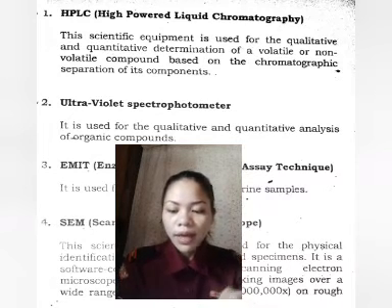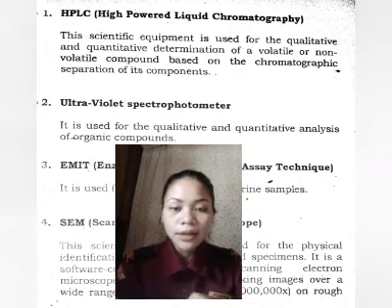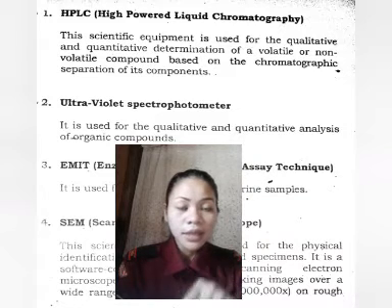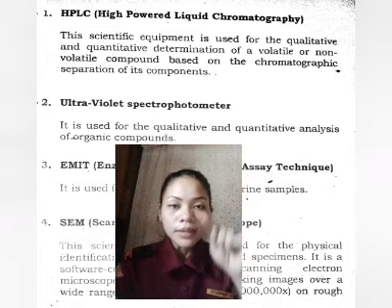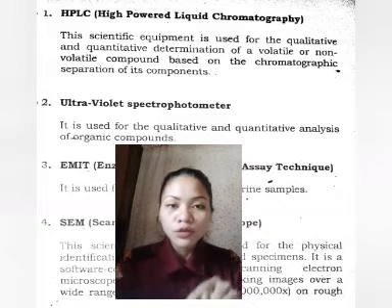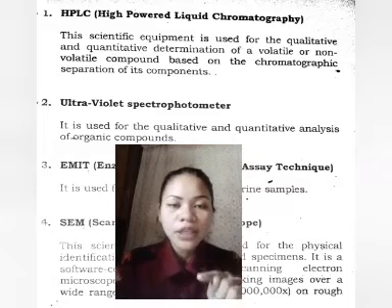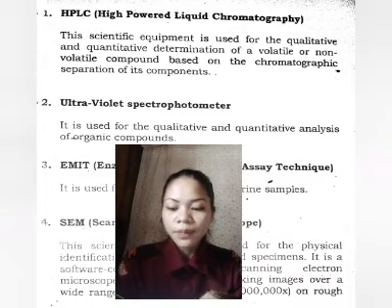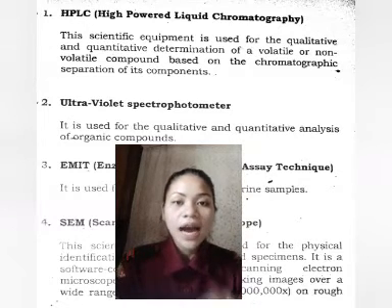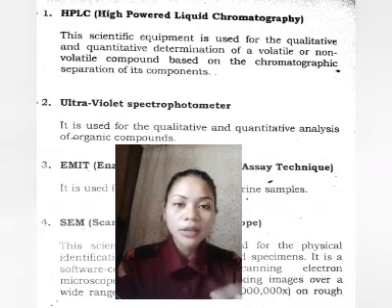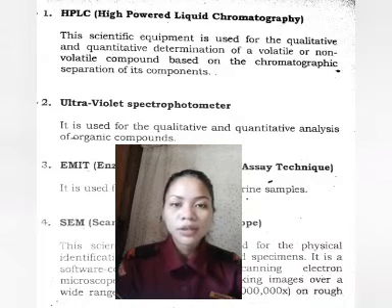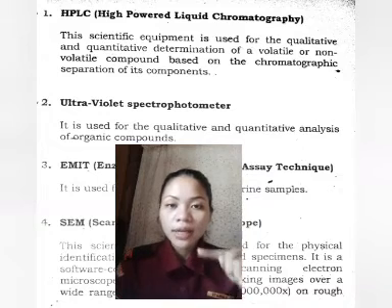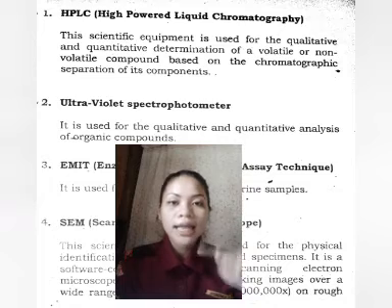analysis of organic compounds. And then if you observe, HPLC, or high-performance liquid chromatography, is also used for qualitative and quantitative, but this is for determination. Remember, high-performance liquid chromatography is used for qualitative and quantitative determination, but the ultraviolet spectrophotometer is used for qualitative and quantitative analysis of organic compounds. Remember the differences.